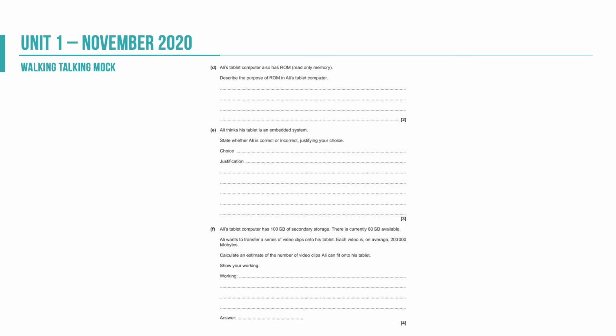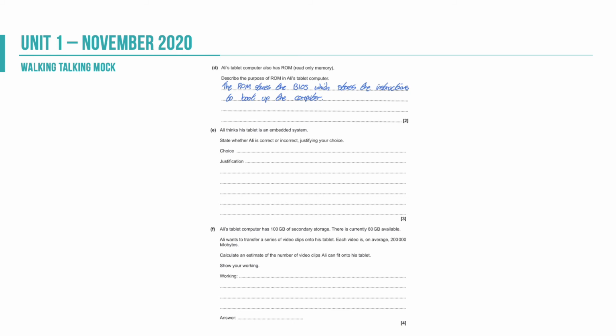So continuing on with that question, we're on that same topic and we want to describe the purpose of ROM. We've then got some questions around embedded systems. So describe the purpose of ROM in Ali's tablet, for 2 marks. ROM stores the BIOS, which stores the instructions to boot up the computer. That's all I need to say for 2 marks: 1 mark for the BIOS, 1 mark for the boot up instructions. You could say it's to do with data that should not be changed. You could talk about firmware or the fundamental parts of the operating system, although it's not the full operating system stored there.